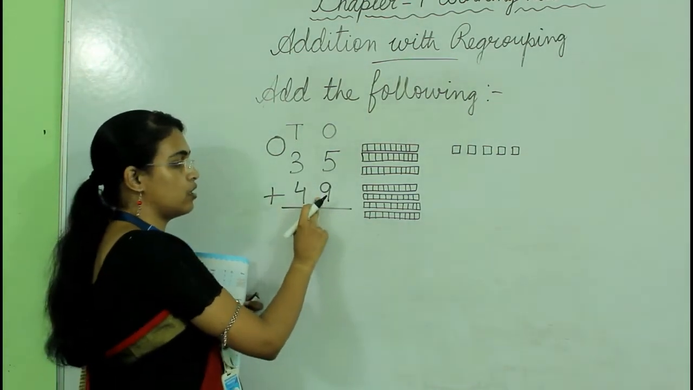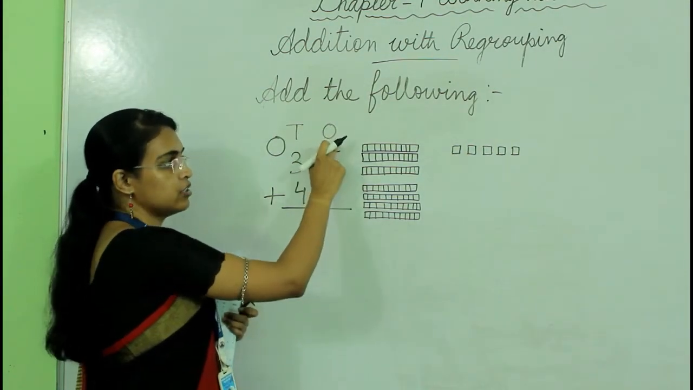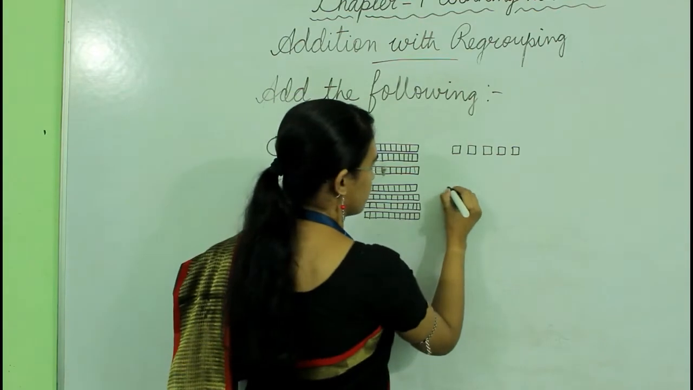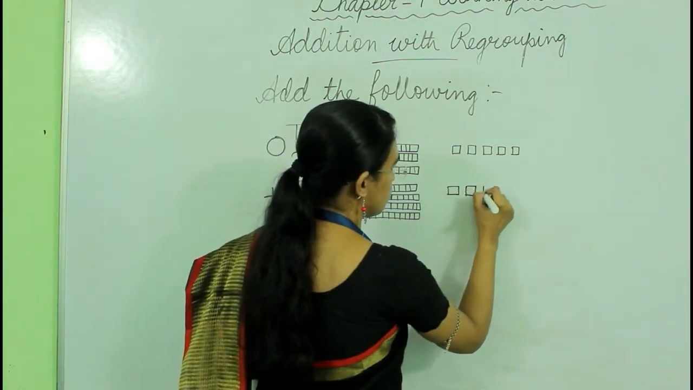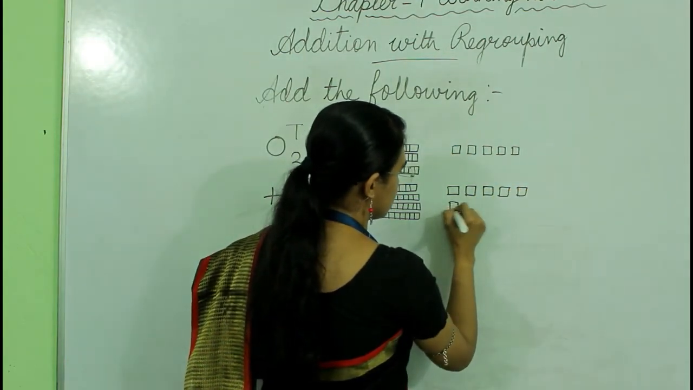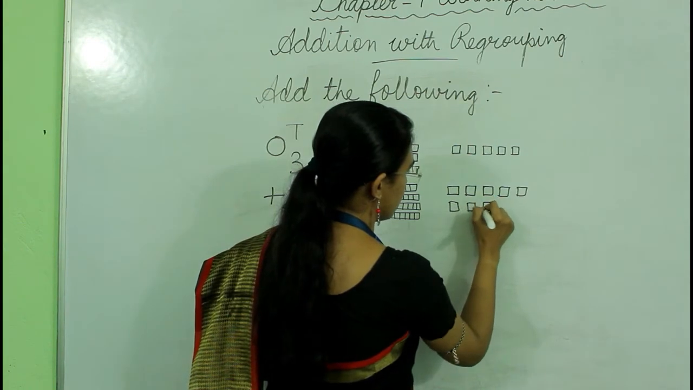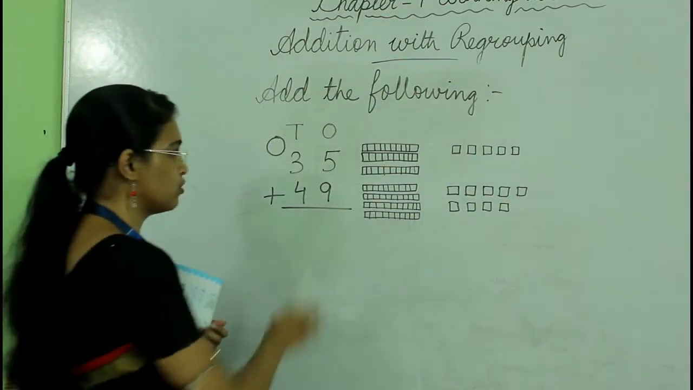Now we will draw how many blocks? 9 blocks. Where? In ones place. So we have to draw 9 blocks separately. 1, 2, 3, 4, 5, 6, 7, 8, 9. So in this way we have to do it first.